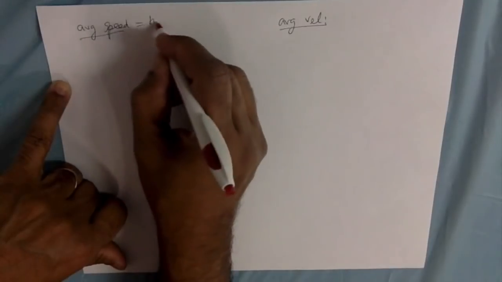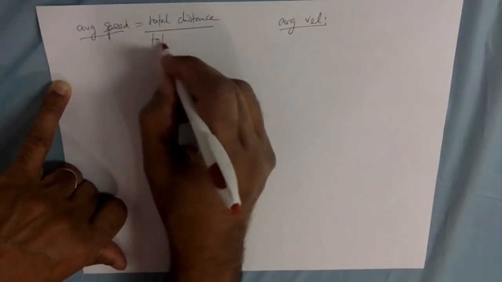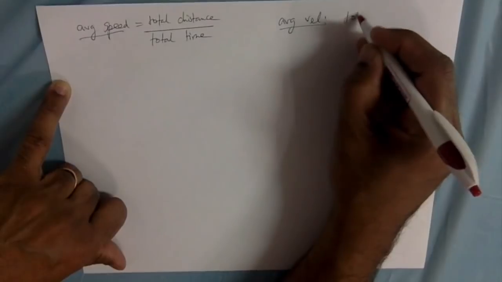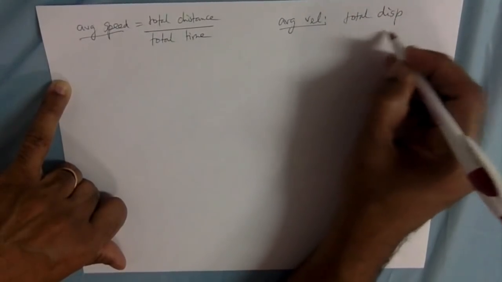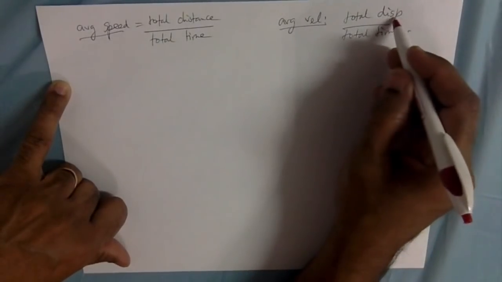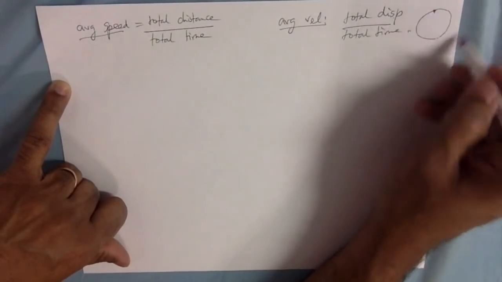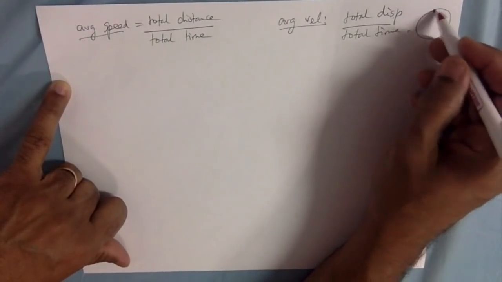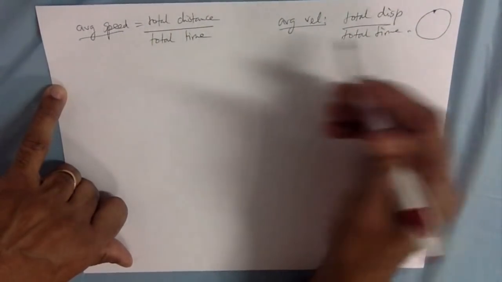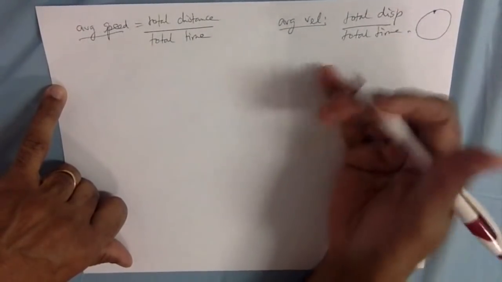Average speed is the total distance over total time. Average velocity is the total displacement over total time. When you say displacement, when you go around a circle and come back, you made no displacement. You're back to the same starting point. So average speed and average velocity definitions are these, and you should be able to work problems using this concept.